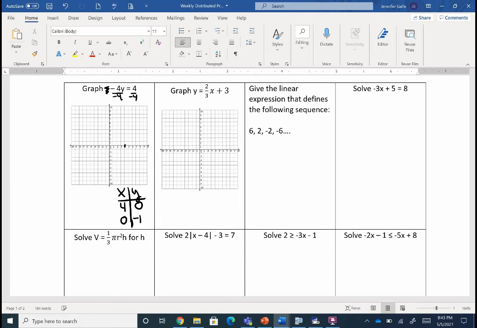X is 4, so I put a point at 4 on the x-axis. The y is negative 1, so I put a point at negative 1 on the y-axis. Connect, and you have your graph.